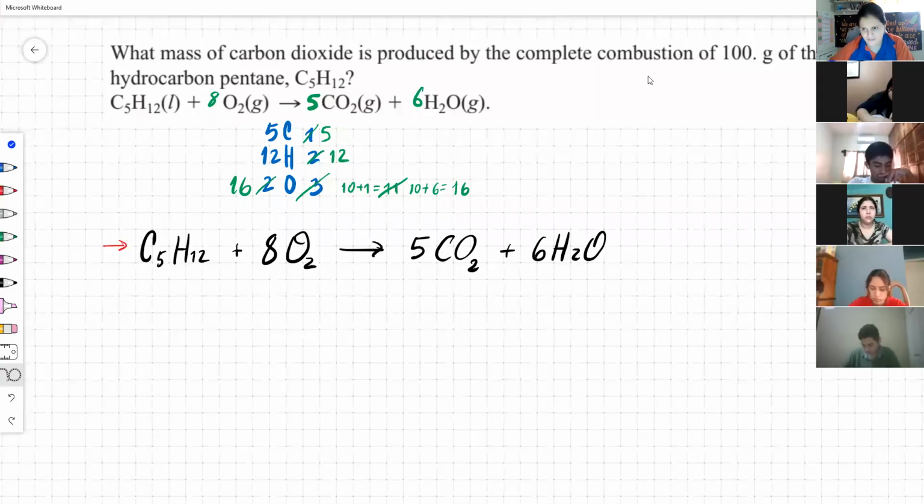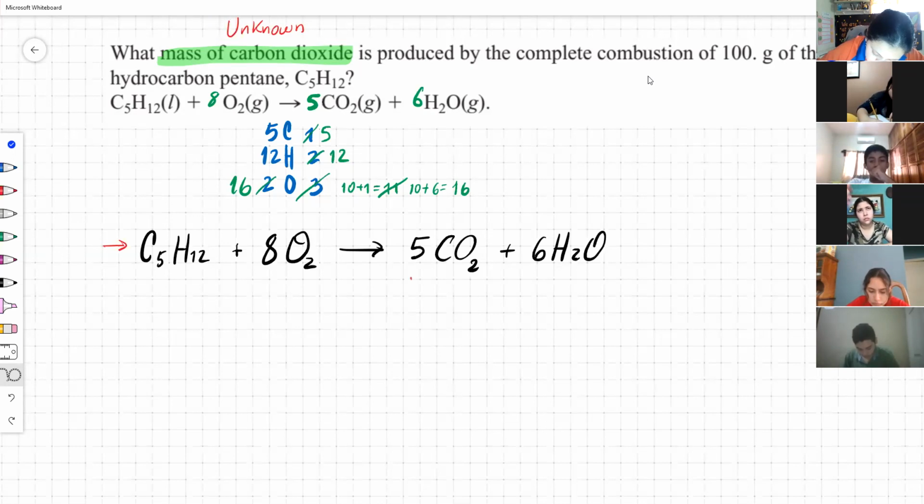The way I used to. You're going to see that I'm not very organized with this process, but it works. So you have the equation over there. The question is, what mass of carbon dioxide is produced? So that is my unknown, okay? My unknown is carbon dioxide.